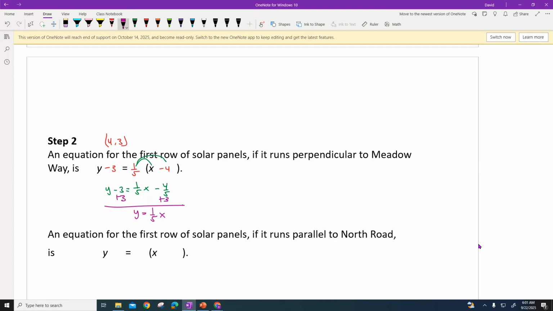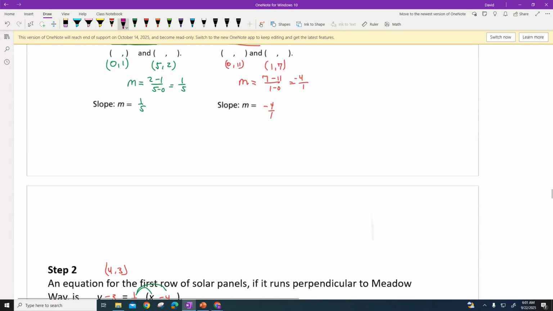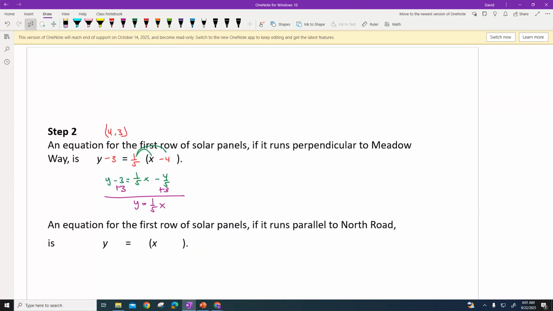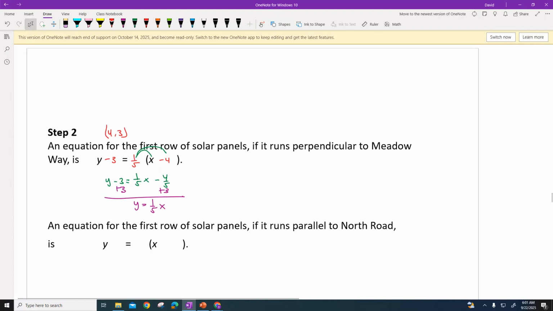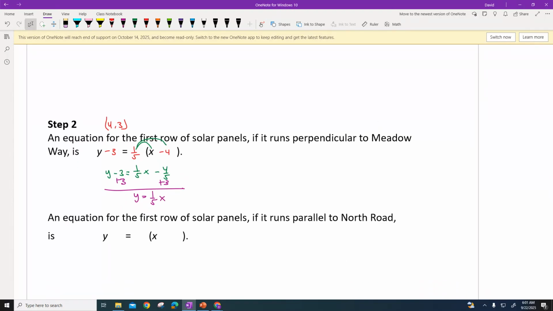So, did I do something wrong here? Not getting the same answer I had on my paper, so I just want to check my work. Did I copy that problem down? Yeah, my point is 4, 3. All right, I think I'm doing pretty good here. Just doesn't match my answer on the paper here. Oh, you're screaming at me. Look, we want it perpendicular to Meadow Way. I can fix this easy. That's why it's not matching. I didn't read the question.